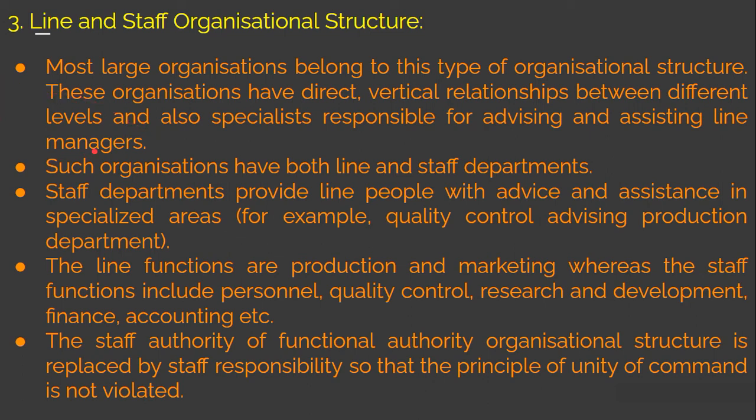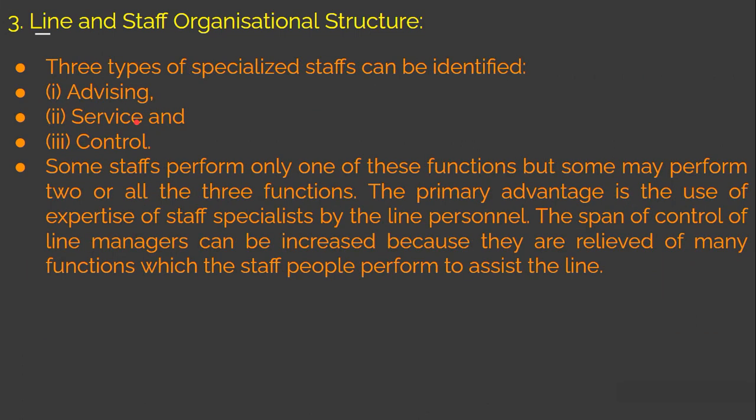Fine. But once the staff authority is appointed on a permanent basis, which will be replaced by the staff responsibility, the unity of command principle is not violated, and permanently they are enjoying their own authority. Now if we look at this type of structure, students, three types of specialized staff can be identified. One who is for advising, another one who is for providing service, and the third one is for maintaining control in the organization. So staff performs only one of these functions, but some may perform two or all three functions when they are appointed as a staff authority.